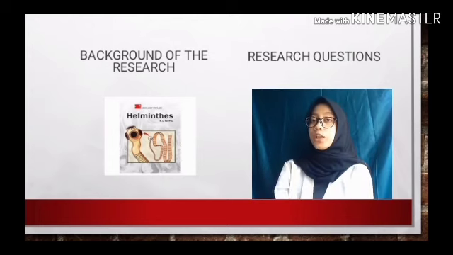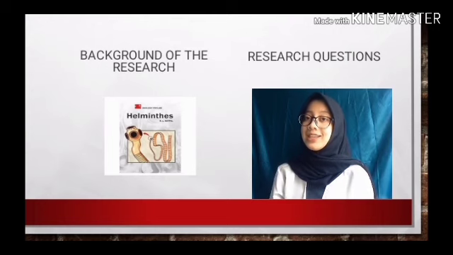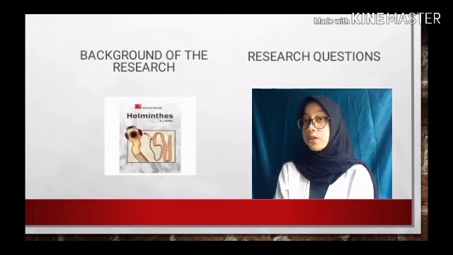Research questions: based on the background above, the following problems can be formulated. 1. Can the water of the beetroot, or Beta vulgaris, be used as an alternative dye in the examination of intestinal nematode eggs? 2. What concentration of beetroot fluid can dye the eggs of intestinal nematodes?